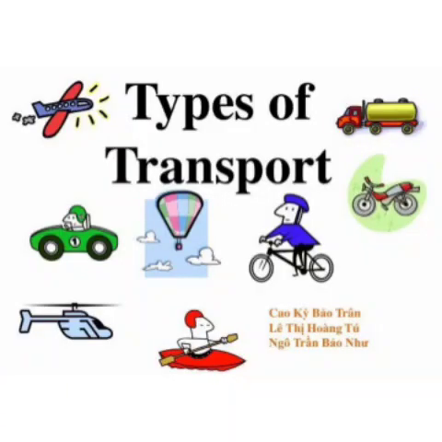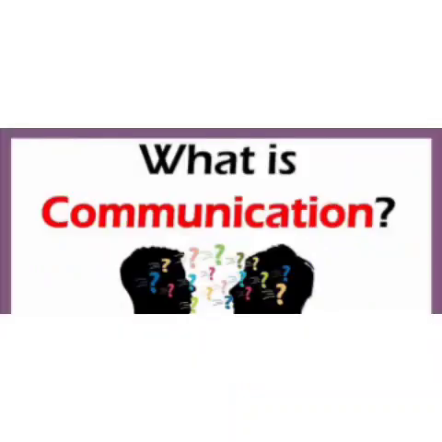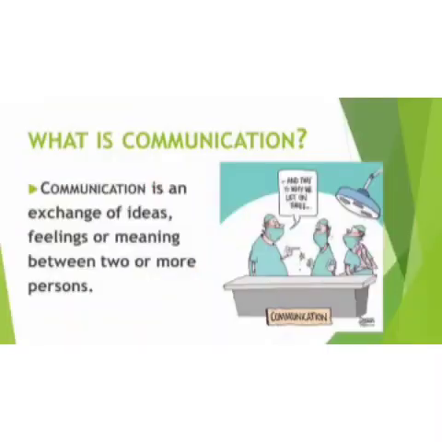So these were some types of transport. Now let's talk about another topic of this chapter, that is communication. So let's know about what communication is. Communication is an exchange of ideas, feelings or meaning between two or more persons. Communication can be of two types: personal communication and mass communication. Personal communication takes place between two people, and mass communication reaches a large number of people.